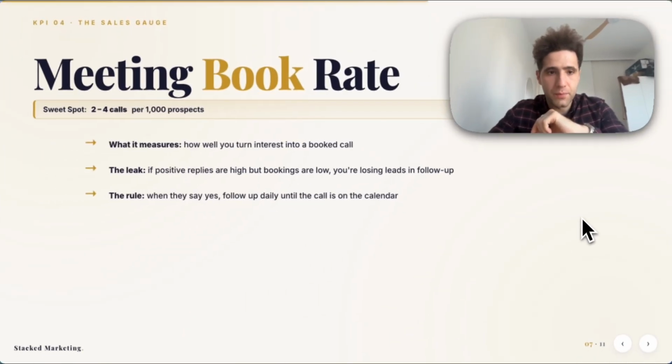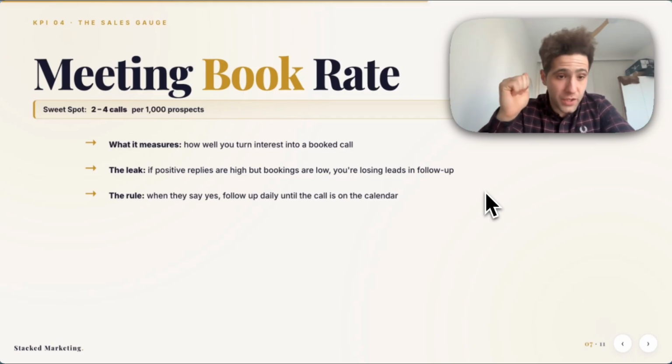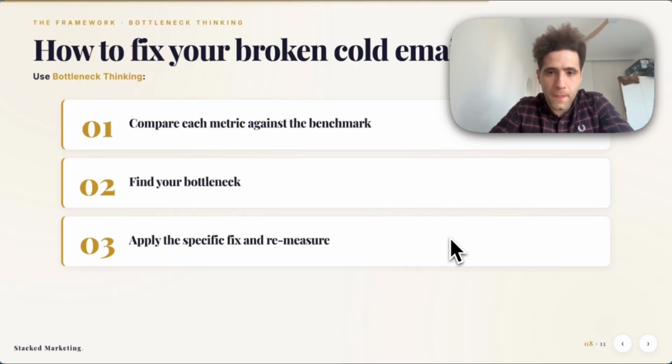And then, as highlighted previously, the meeting book rate: you want to aim for anywhere between 2 to 4 calls per 1,000 prospects that you send emails to. Bear in mind, I said 1,000 prospects. Do not get that mixed up with 1,000 emails, because you could send 2 emails to 1 prospect. So make sure that you're measuring it against the amount of prospects that you're sending to. And if you can reach this number, 2 to 4 calls, then you've got a highly scalable and profitable cold email campaign.